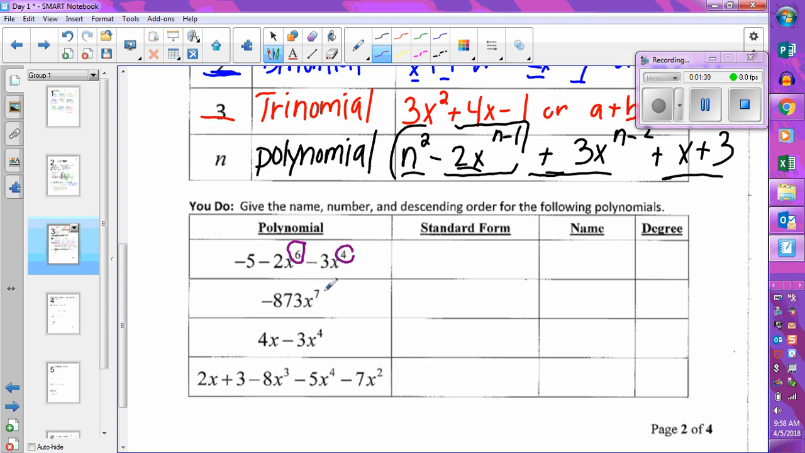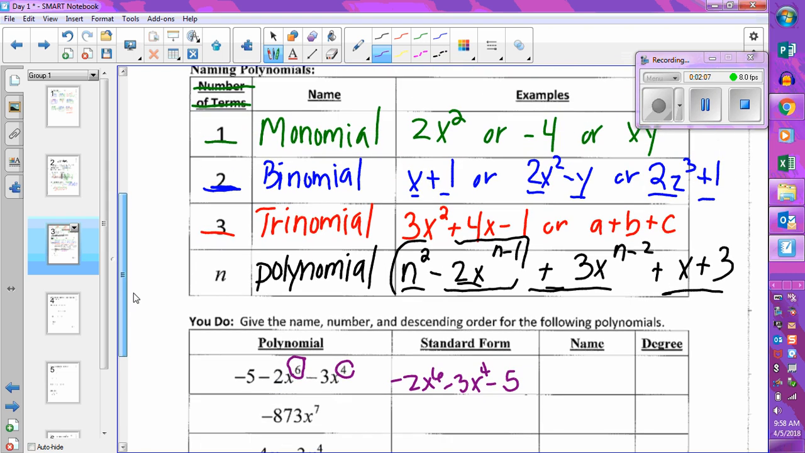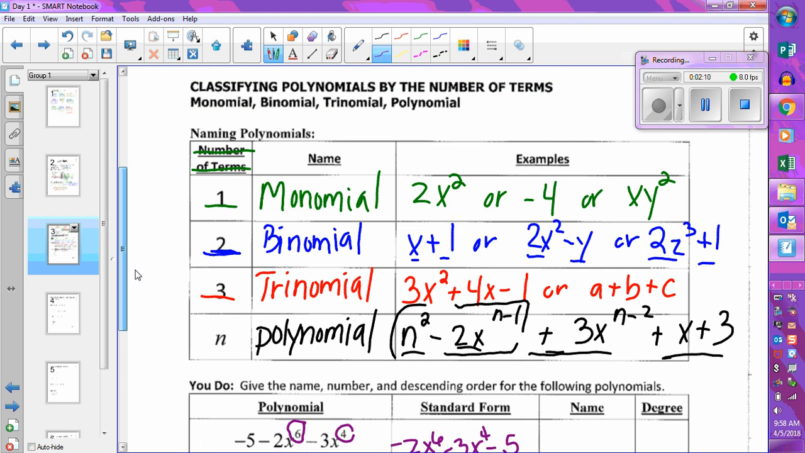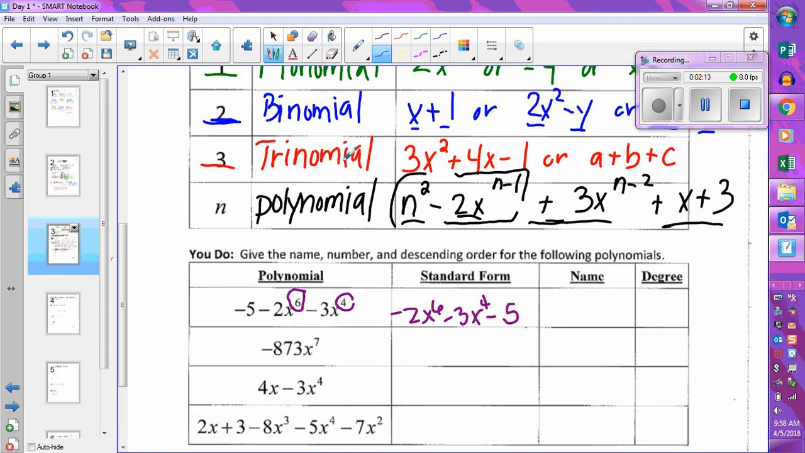So if we were to put this into standard form, it would look something like negative 2x to the 6th degree minus 3x to the 4th degree, because that's the second highest degree, and then negative 5. Now, there are 3 terms here. So based off what we have up here, if it has 3 terms, it's called a trinomial. So I want you to write trinomial in here.